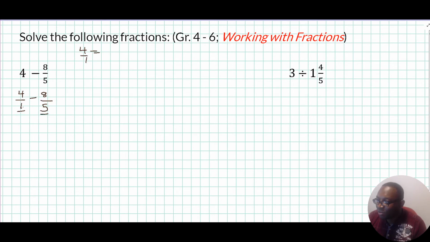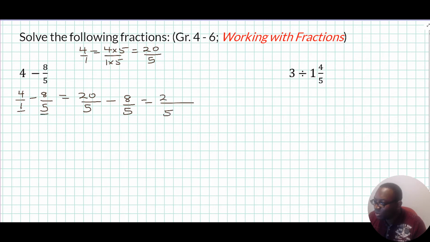We have a denominator of 5, so we're going to multiply 1 by 5, and then we multiply 4 by 5. This is going to give me 20 over 5, and then 8 over 5 already has the same denominator, so I don't need to redo that. So this is going to give me 20 over 5 minus 8 over 5. So now we have a common denominator, which is 5. Then we can subtract 8 from 20 in the numerator.